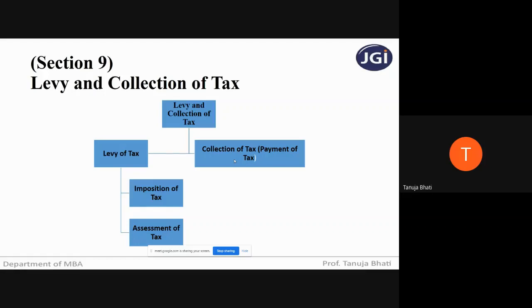Because there are n number of transactions every day, it is not at all possible that after every transaction the supplier has to keep on depositing the tax collected to the government. So the government has said that for a particular month's transactions, whatever tax has been collected, pay it in the next month or in the next quarter, and that is called payment of tax, which we will see in detail in the later modules. So students, I hope you have understood the meaning of levy of tax and the meaning of collection of tax.